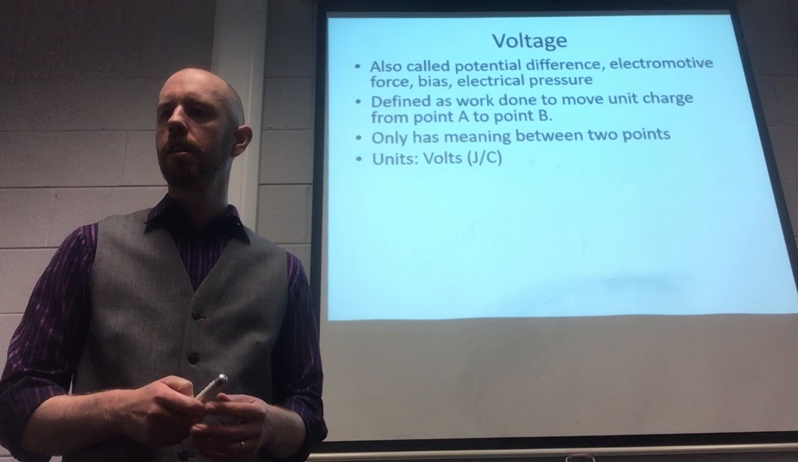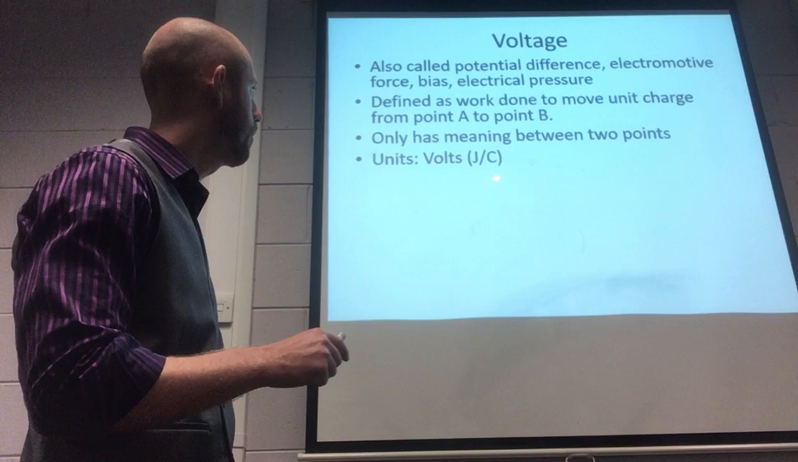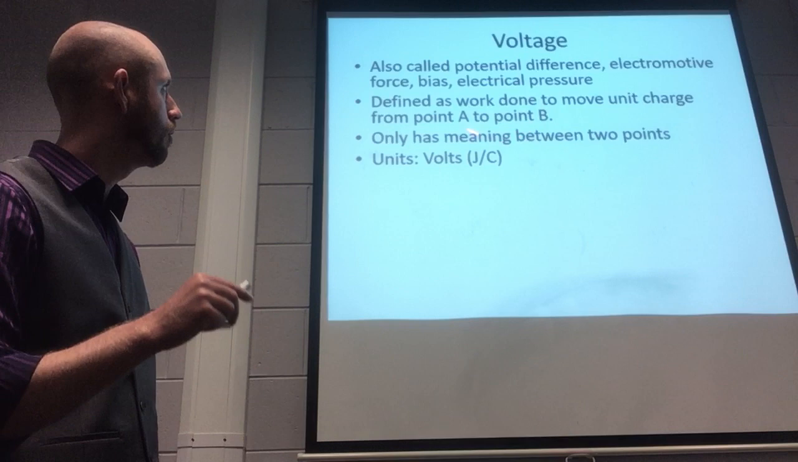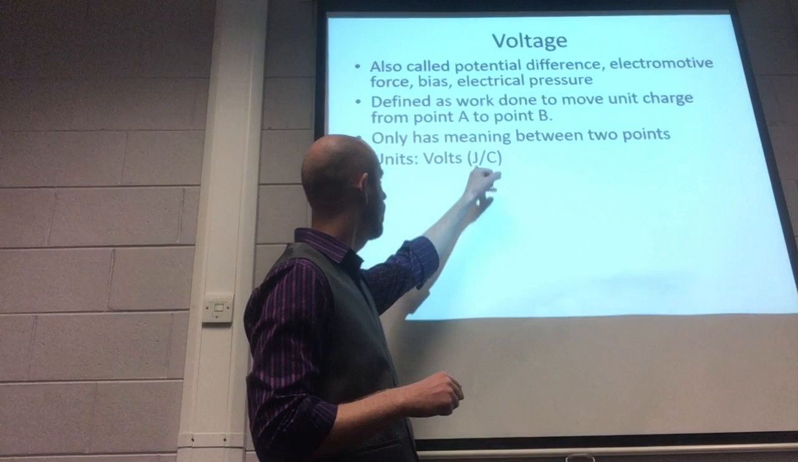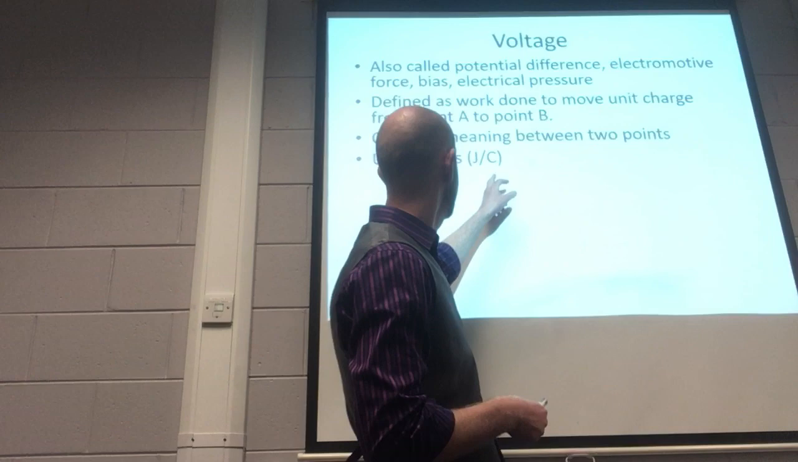Its units are volts, or in more fundamental units, joules per coulomb. So it's coming back to our definition of the work done to move a unit charge. This is our work done, our energy that we measure in joules, and this is our unit charge, coulombs. So we have joules per coulomb.